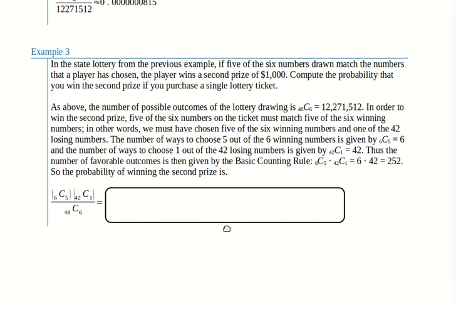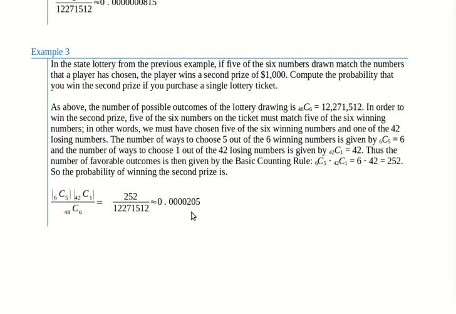Thus, the number of favorable outcomes is given by the multiplication rule, the basic counting rule. We're going to multiply the 5 correct choices out of the 6 possible times the 1 incorrect remaining choice out of the 42 remaining balls. Remember, 42 and 6 add to 48, and there are 48 balls. So we're saying 6 times 42, which is 252. Our denominator is the same. It's the same 48 choose 6 that we computed before.